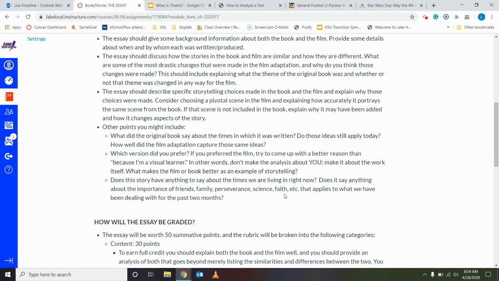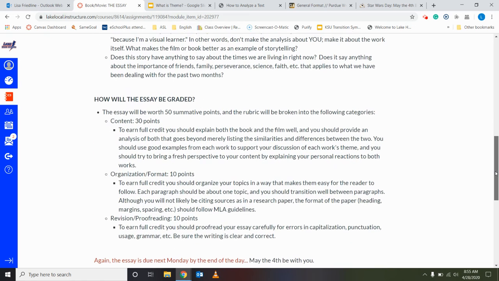Obviously, you might say, "Well, I can't think, that doesn't apply at all." But look deeper and pick out some of those things that might be able to connect. Okay. It's not going to directly connect, but thematically or in an underlying issue, you might be able to find that. So it's going to be 50 summative points.